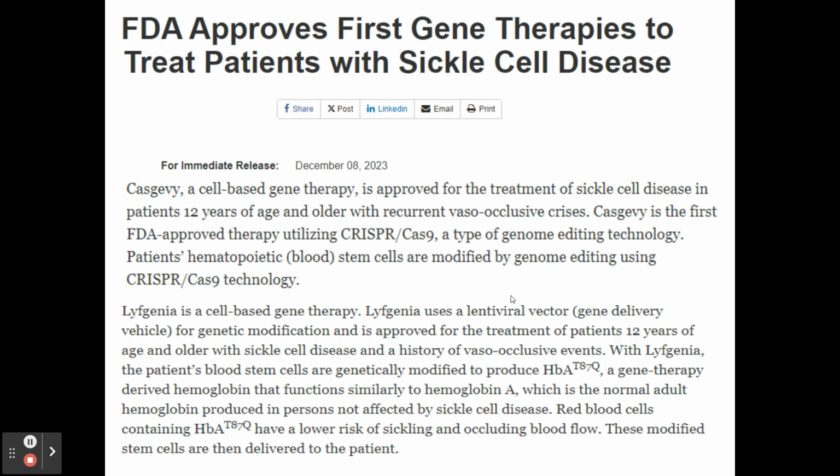Okay. Now, we just learned in the intro phenomena for this particular unit that 2 gene therapies have just recently been approved by the FDA, which is going to involve the use of CRISPR-Cas9. Do notice the date on this article, December 8th, 2023. So this is very recent.